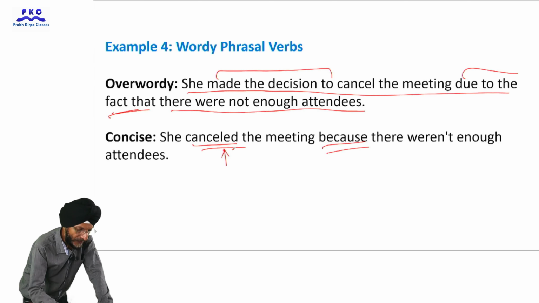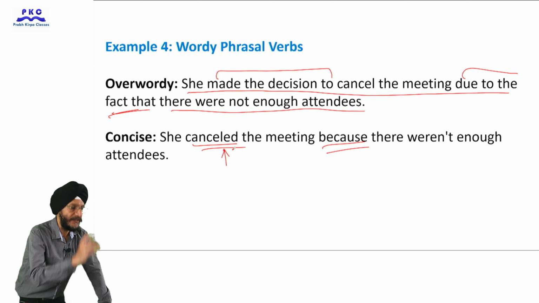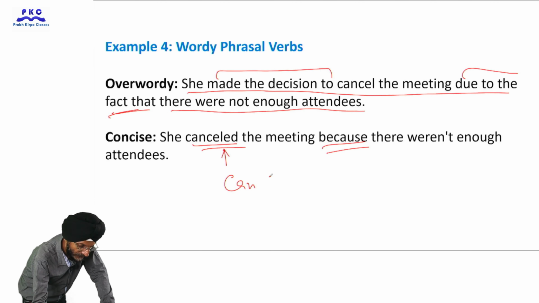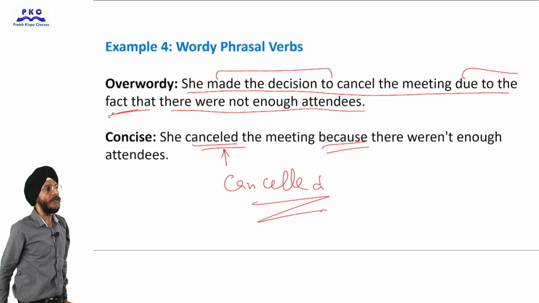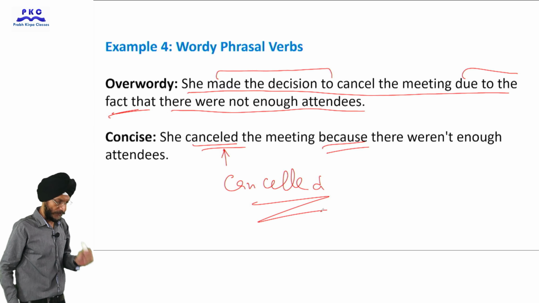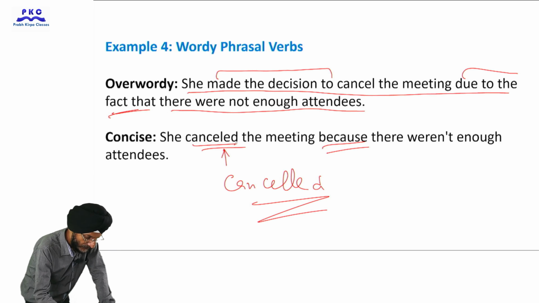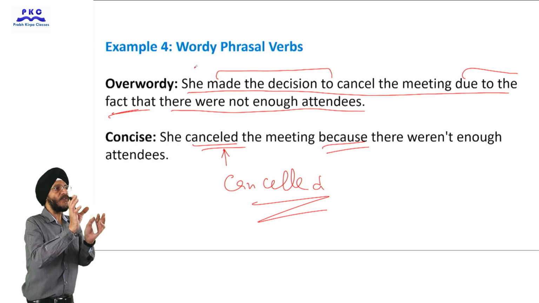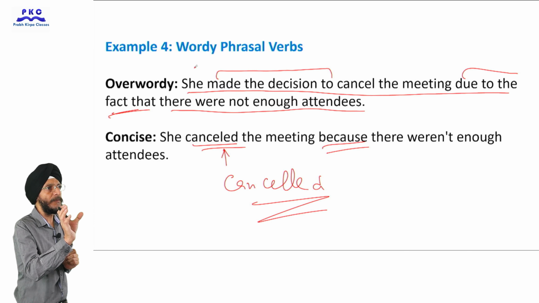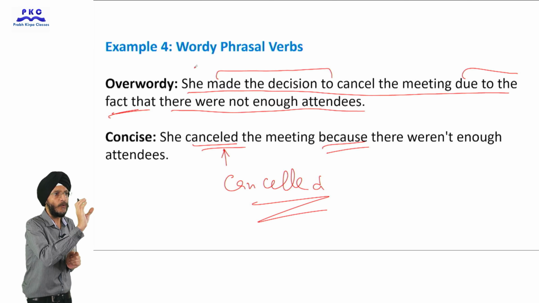It is okay to write cancelled in this way in American English. In case of British English, we have to use cancelled with a double L. It is okay. So instead of making use of wordy phrasal verbs, we should write concisely.